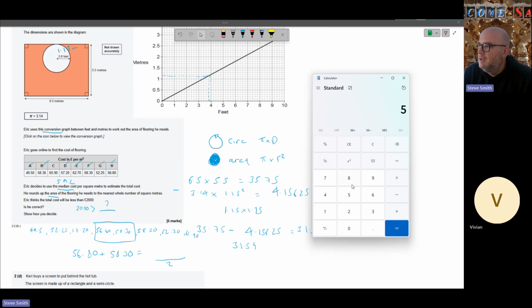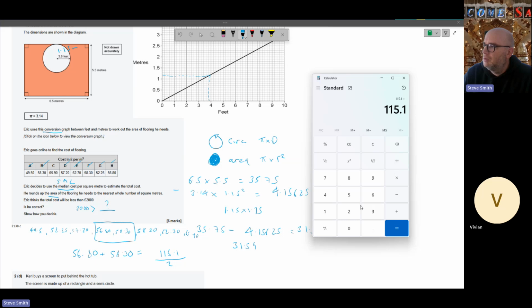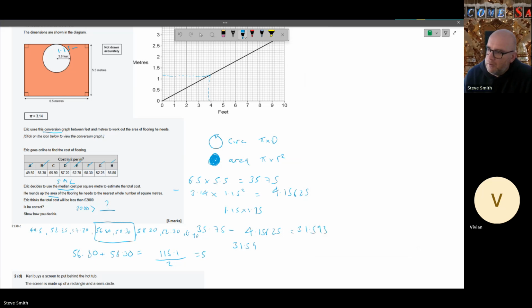So let's go 56.80 add 58.30 equals 115.10. 115.1 divide it by 2, and we've now got a median cost of 57.55. That's our median cost. So he decides to use the median cost per square meter. He rounds up the area, rounds it up to the nearest whole meter. So he doesn't round it as in go to the nearest, it's rounding it up. Okay, so that's a key word there.